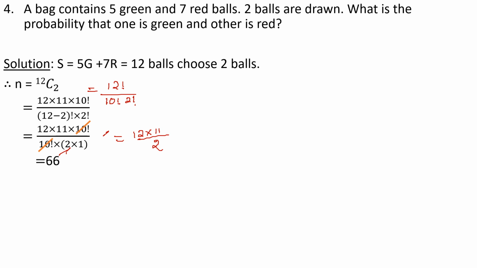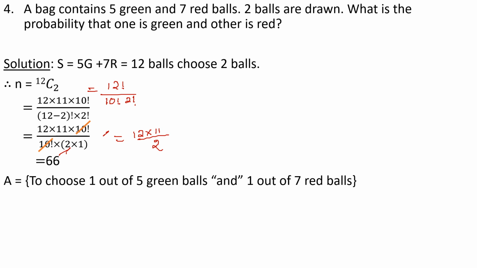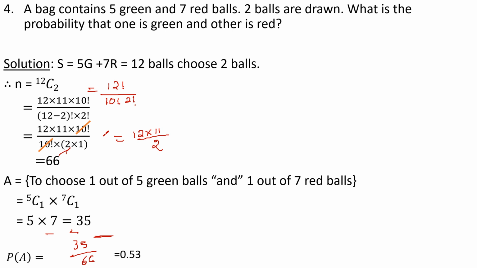Now let us define an event A as one is green and one is red. Choose one out of the green balls and one out of the red balls. We need to select both, so we have to multiply. There are 5 green balls, you have to choose one, so 5C1. 7 red balls, you have to choose one, 7C1. So that will be 5C1 is 5, 7C1 is 7. The number of favorable outcomes for A is 35. Therefore, the probability of A will be 35 divided by 66, equal to 0.53.